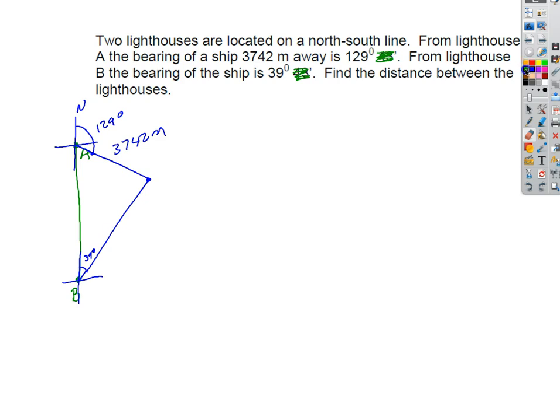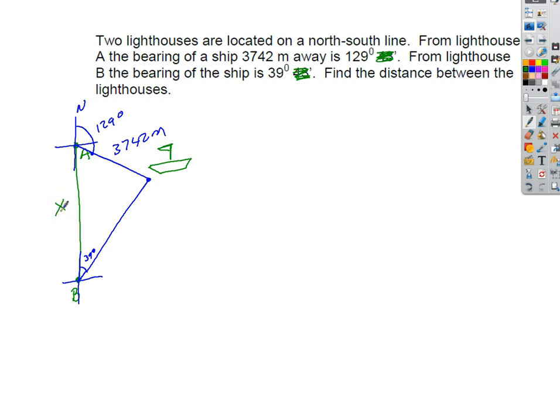And so what is that? That is my ship. So you can go ahead and make yourself a little ship. There's my ship. Maybe make a little sail. There you go. All right. Find the distance between the two lighthouses, A and B. So they want me to find this distance right here.